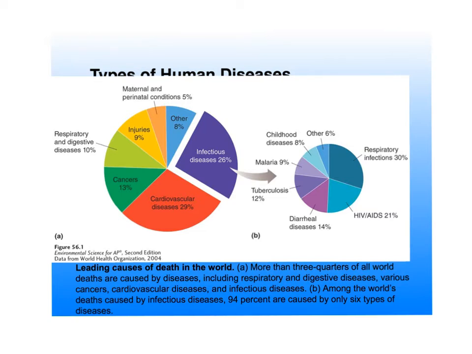Let's see, cardiovascular diseases. So make sure you know right here globally, we get a lot of cardiovascular diseases. That could be heart, things like stroke, right? Cancers. Look here of the infectious diseases. So 1/4 right here are infectious diseases. In part B, this right here is pulling out these infectious diseases and breaking it down.